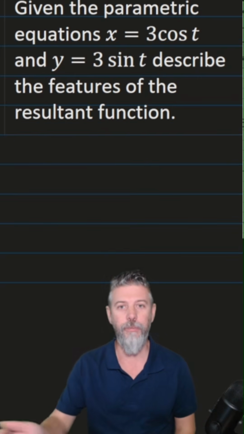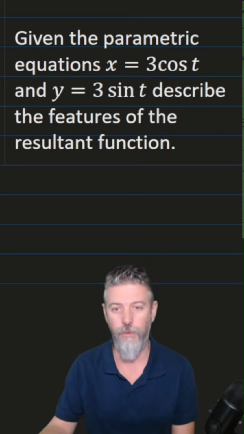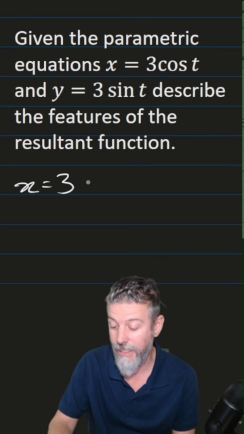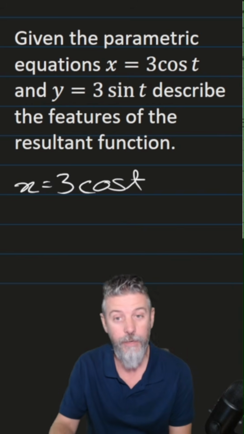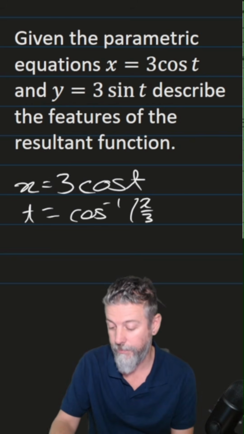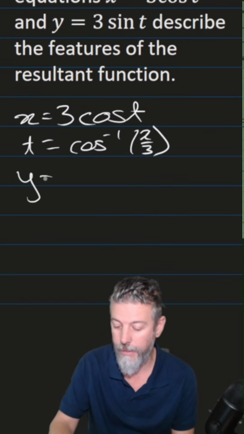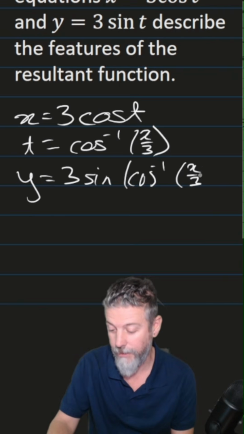So, given the parametric equations x equals 3 cos t, y equals sine t, describe the features of the resultant function. So what I'm going to do is make t the subject in x equals 3 cos t. And to do that, I'm going to divide by 3 and then take the inverse cos. So t equals the inverse cos of x on 3. Now I'm going to sub that t into the y function. So now y equals 3 sine of inverse cos of x on 3.